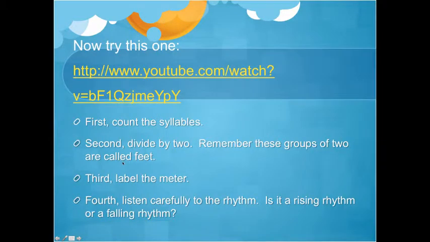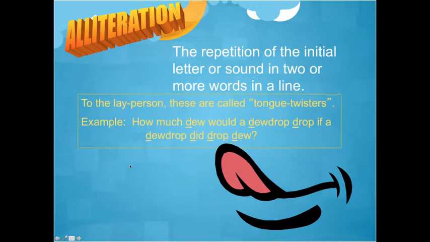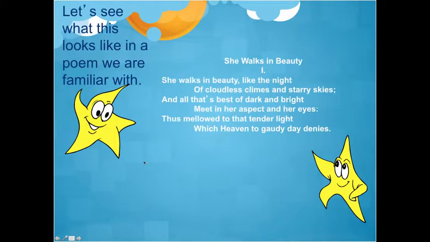We'll continue on. Alliteration. Alliteration is the repetition of the initial letter or sound in two or more words. You would recognize alliteration in tongue twisters. So if I said, how much wood would a dewdrop do if a dewdrop did drop dew? That's an example of alliteration, okay?